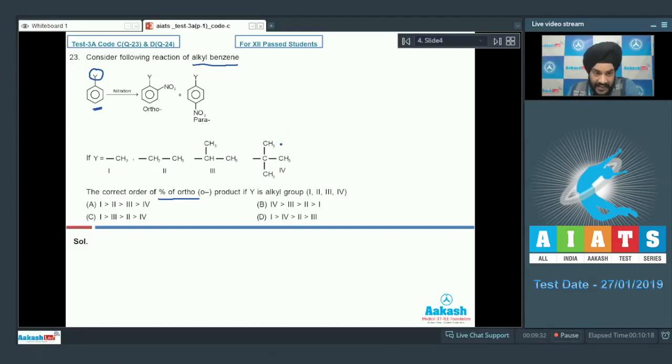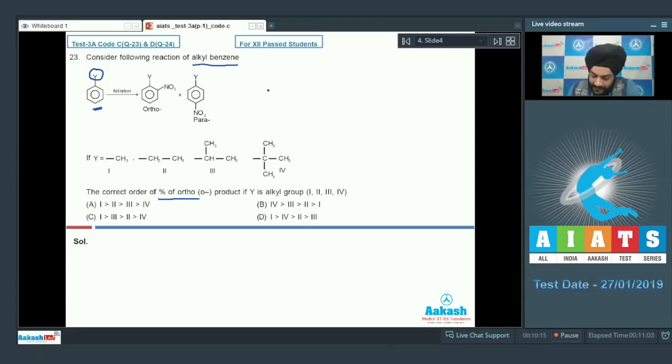Now, if the group attached on the benzene ring is bulky, the percentage of ortho product will decrease because it will create a steric hindrance to the attack of the incoming electrophile. So we can see that if Y is a tertiary butyl group, the substitution at the ortho position will be difficult as compared to if Y is a methyl group, which is very much smaller in size than the tertiary butyl group. So students, as we move from 1 to 4, the size of the alkyl group increases, and hence the percentage of the ortho substitution product decreases.